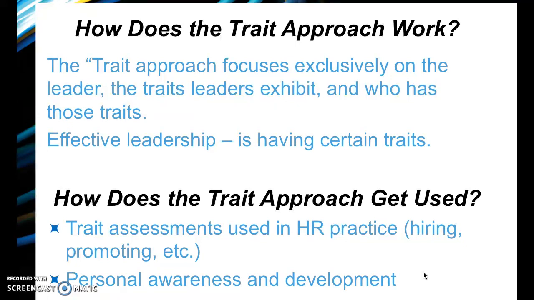You'll take a personality test that identifies certain personality characteristics, certain traits you have, and then you could say, okay, if I have those traits, I might be able to be effective in these kinds of situations or as this kind of leader.